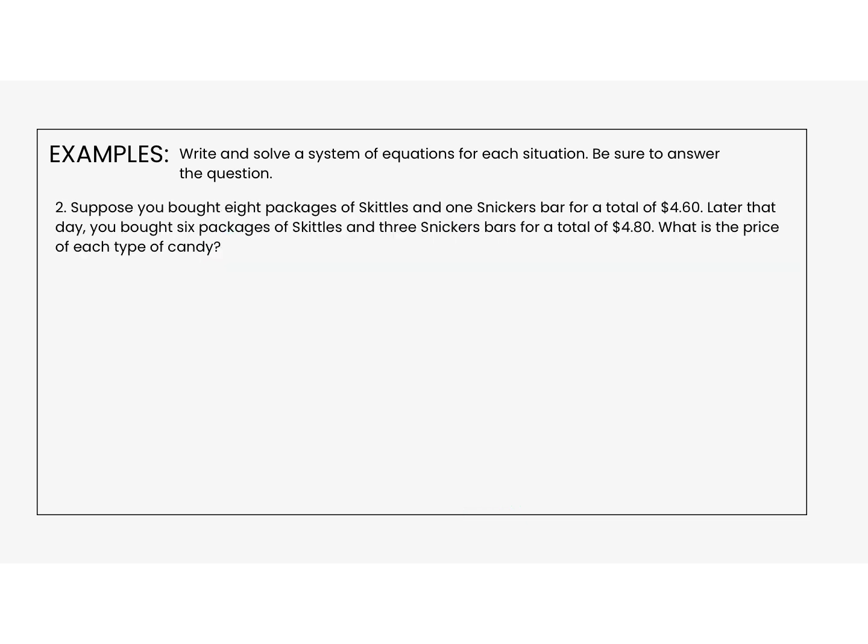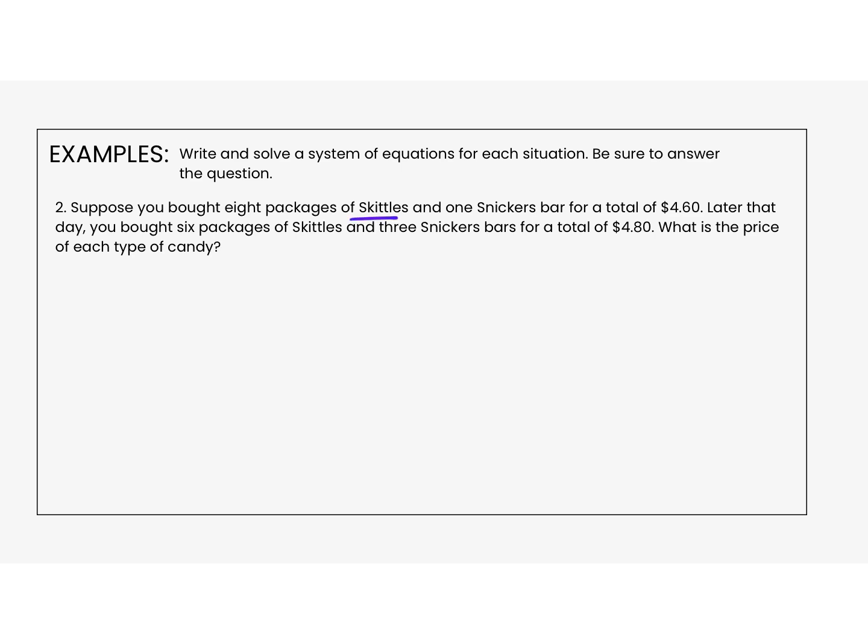Okay, let's look at one more. It says, suppose you bought 8 packages of Skittles and 1 Snickers bar for a total of $4.60. Later that day, you bought 6 packages of Skittles and 3 Snickers bars for a total of $4.80. What is the price of each type of candy?